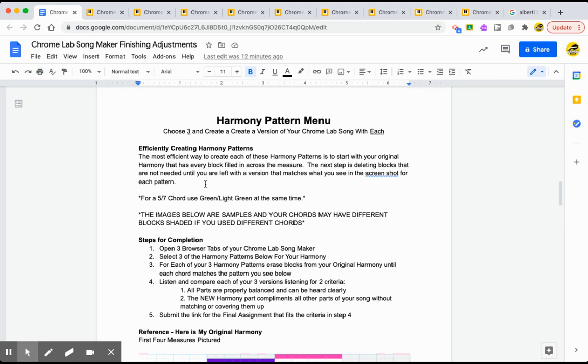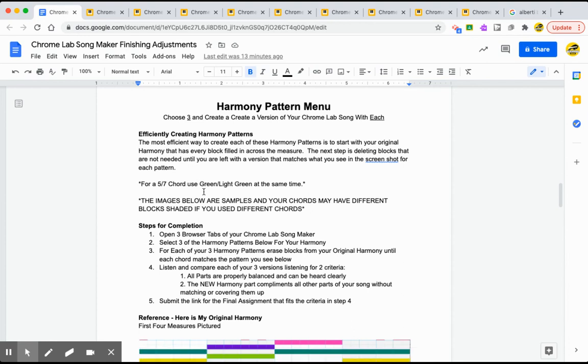So again, it's going to be a sample pattern, but your notes may be different. Keep in mind that for these, the rhythms in most cases I do want to be the same, with an exception that I'll share. For a 5/7 chord, I did put a little note here. For 5/7 chords, you are going to use the green and light green at the same time in these patterns. So any 5/7 chords that you have, you are going to use both light green and dark green at the same time for these.